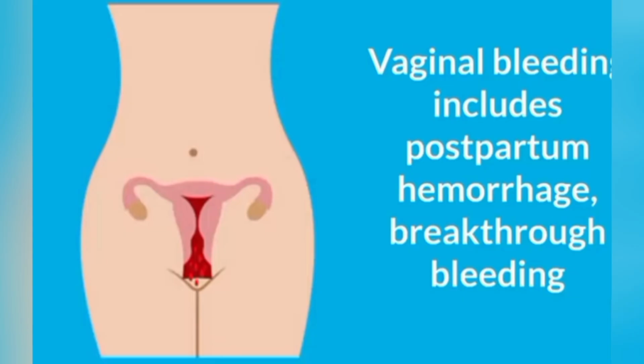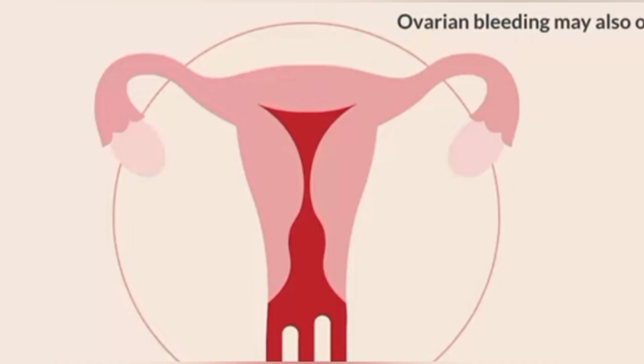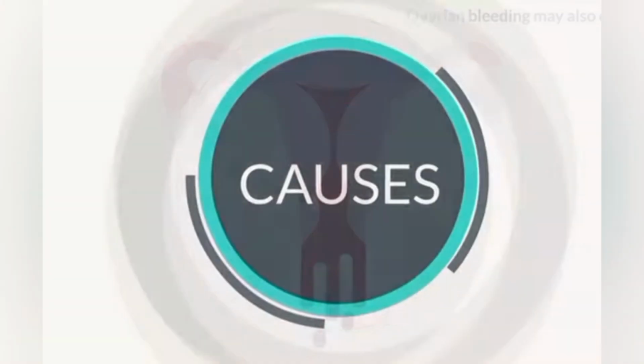Vaginal bleeding includes postpartum hemorrhage and breakthrough bleeding. In the gastrointestinal tract, there may be upper or lower gastrointestinal bleeding. Variceal bleeding may also occur.